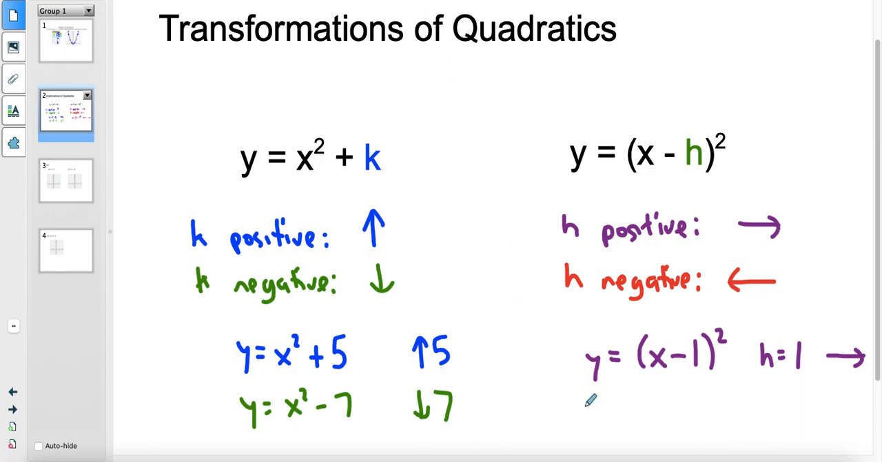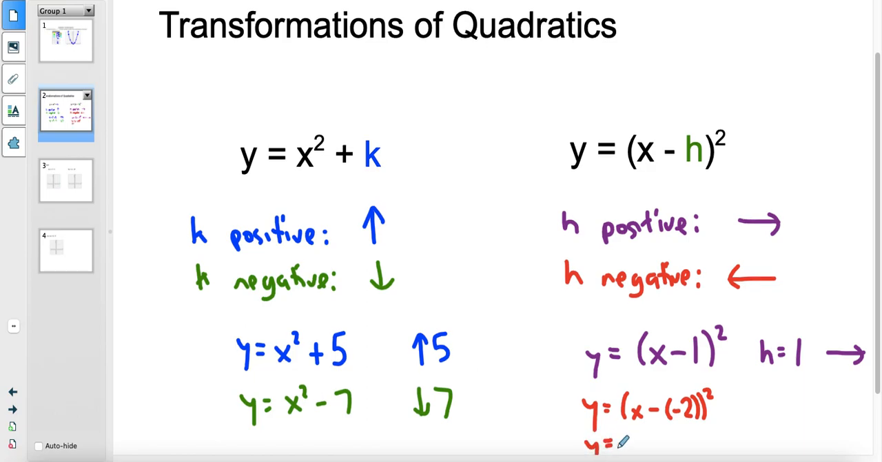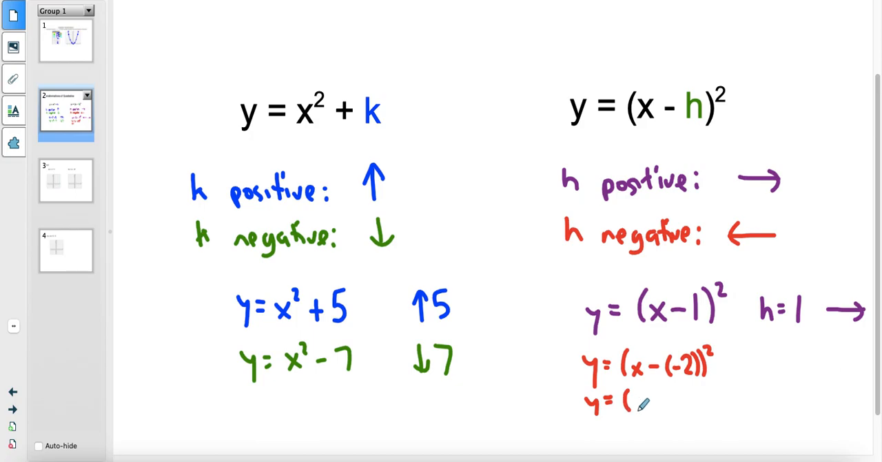Now, say I had something like this: y is equal to x minus negative 2 squared. X minus negative 2, well, negative times a negative makes a positive. So this is the same thing as writing y is equal to x plus 2 squared. Now we can see my h value here is going to be negative, which means I shift my graph to the left by 2 units.